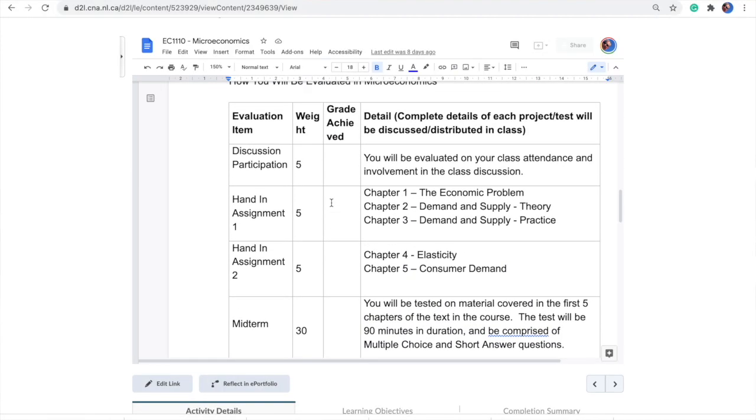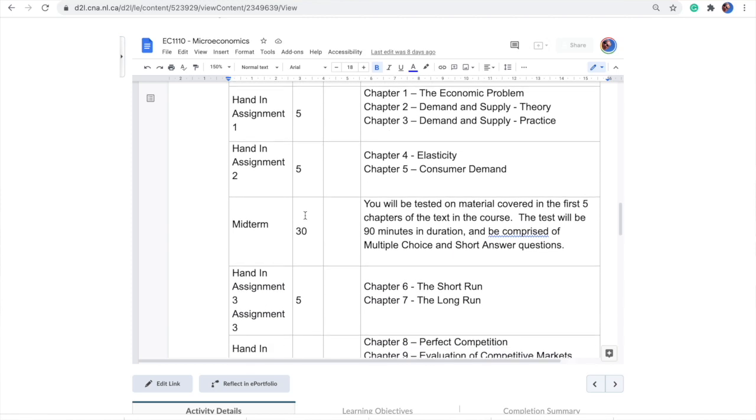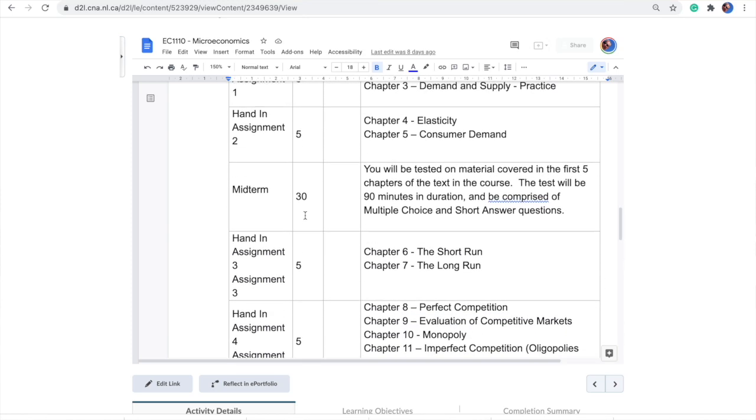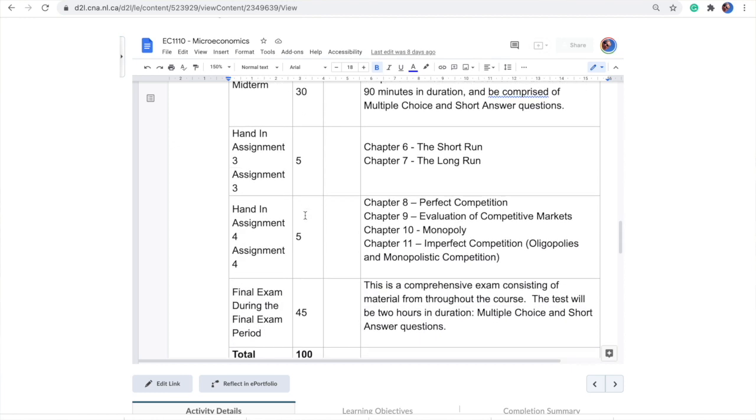In terms of the evaluation for the course, if you look into the syllabus, I have an evaluation system there. First of all, I have 5% participation marks. The next thing is I have some assignments. In this particular course, there are hand-in assignments 1, 2, 3, and 4. So there are 4 assignments, and they're worth 5% each. And then we have a midterm and a final. The midterm is 30% and the final is 45%.